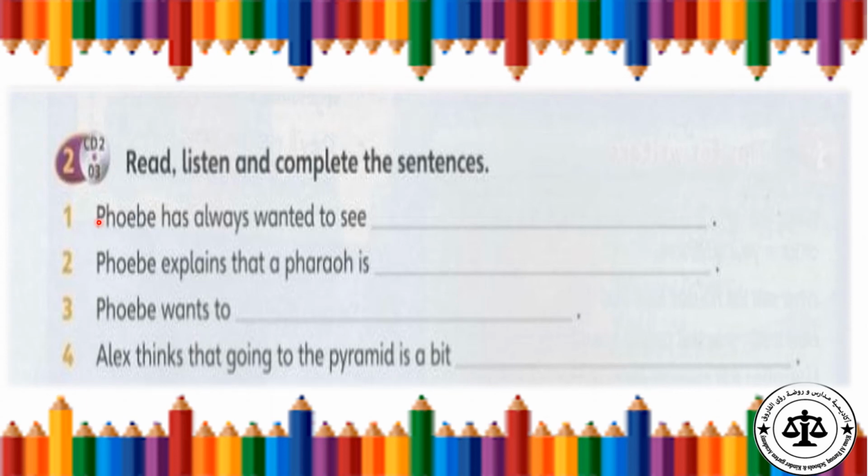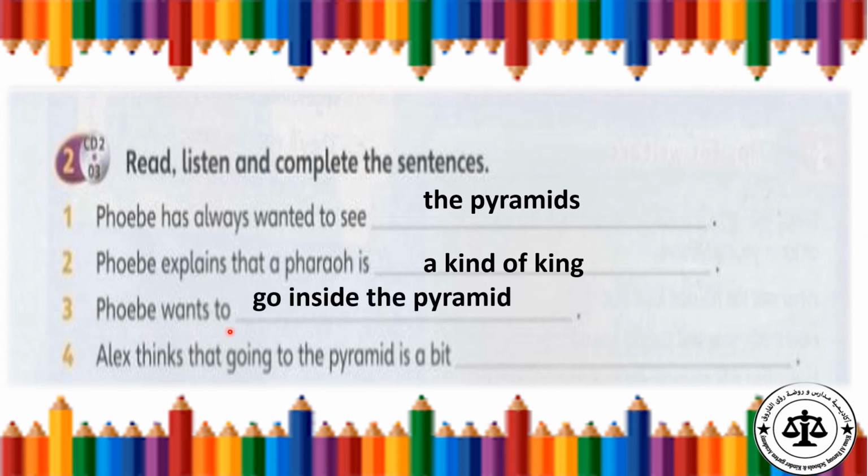So, number 1, Phoebe has always wanted to see, excellent, the pyramids. Number 2, Phoebe explains that a pharaoh is, yes, a kind of king. Number 3, Phoebe wants to go inside the pyramid. And the last one, Alex thinks that going to the pyramid is a bit, excellent, dangerous.